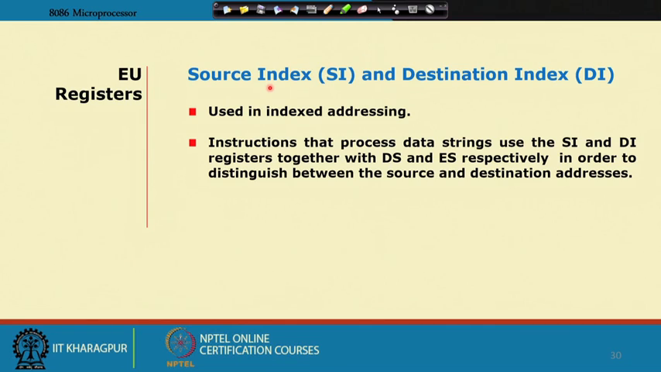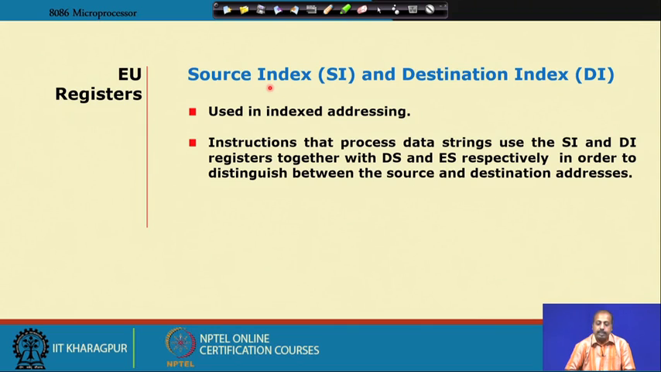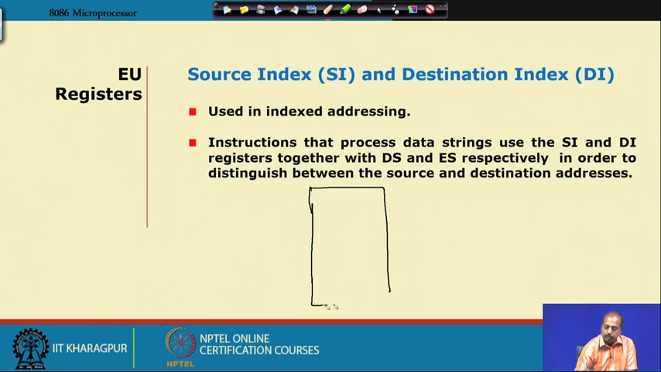Instructions that process data strings use these SI and DI registers together. SI will be using DS as the segment register, DI will be using ES as the segment register, in order to distinguish between source and destination addresses. Say you have this as the memory, and in that memory suppose we have two segments. This is one segment and this is another segment, and you want to transfer a number of bytes from this space to this space. So, you have this as the source and this as the destination.